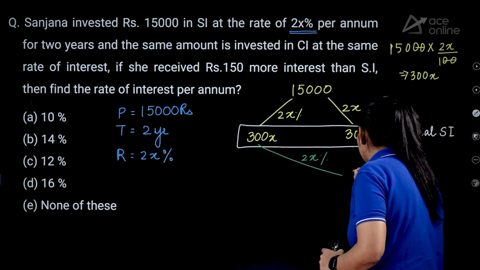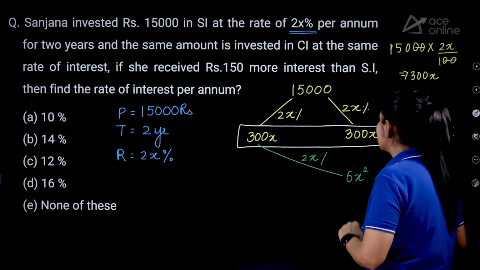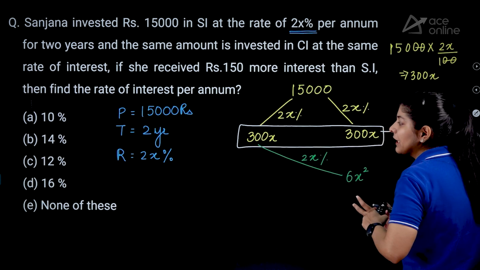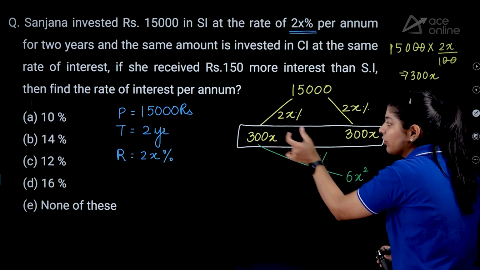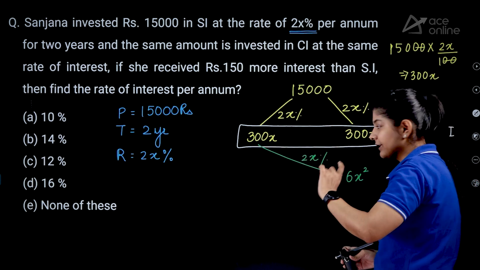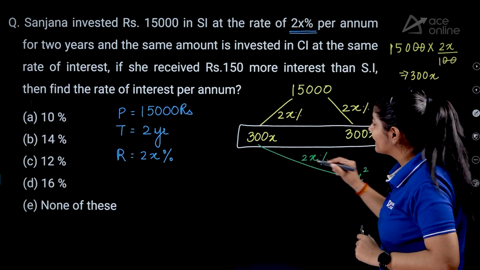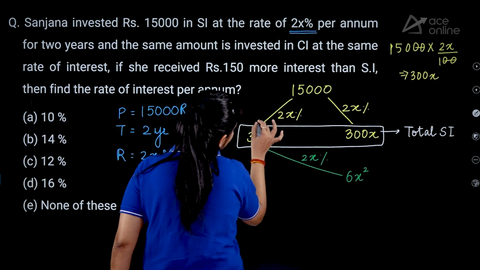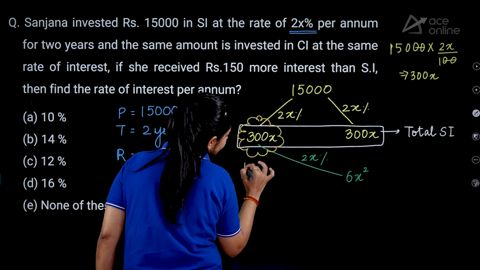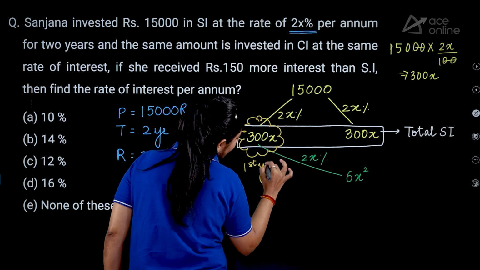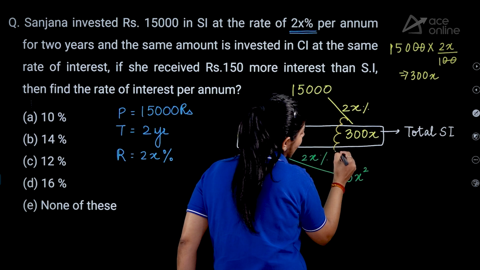So here it will become 6x square. This is the interest that I am getting on this particular value of interest, right? Okay. Now, we can say that this value represents our first year and this value represents our second year.